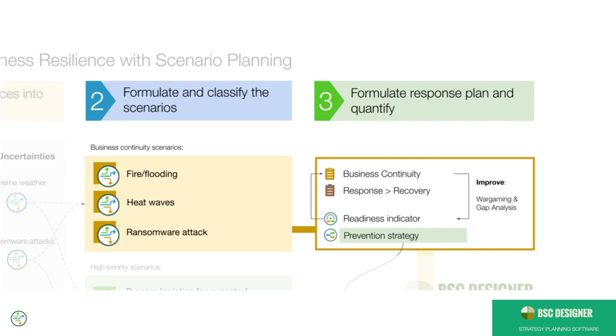Compared to other types of scenarios, business continuity scenarios involve fewer uncertainties. We're not sure when a certain event will happen, but we know what it is about and how to minimize the potential damage. We can also simulate the occurrence of the event via wargaming and estimate the readiness of the organization by analyzing the gap between expected performance and real performance. The readiness indicator and the results of the gap analysis give us a clue to formulating a better prevention strategy.